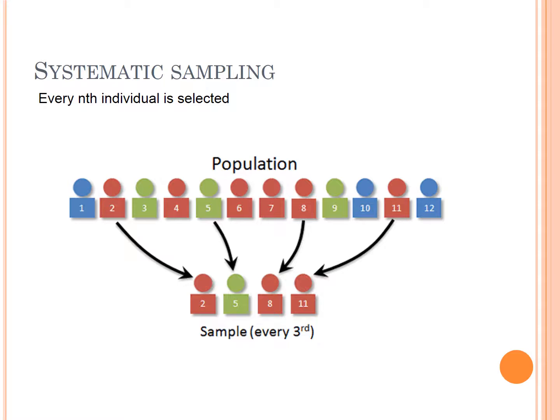Because you're randomly determining where your start point is and however many people are between the selection, everyone still has an equal chance of being selected. It's particularly useful if you have something like a phone book or a list of names from an organization and you want to select from them.